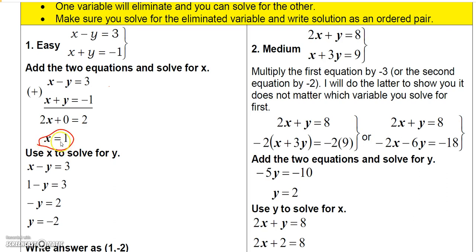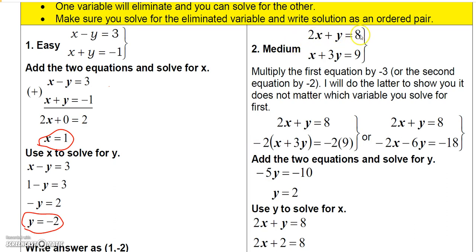You just take the x equals 1 and plug it back into either one of these equations to solve for y. So if I plug 1 into the first equation for x, I get 1 minus y equals 3, which is equivalent to saying minus y equals positive 2, or that y equals negative 2. So my answer would be x equals 1 and y equals negative 2.